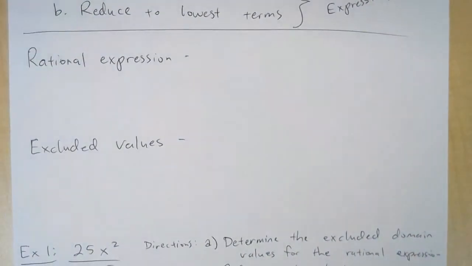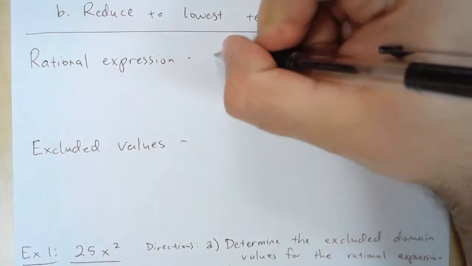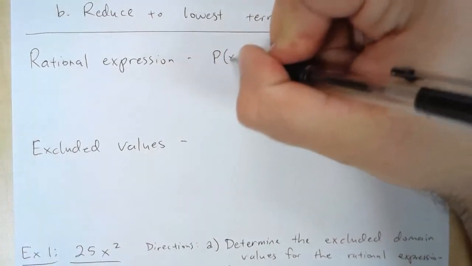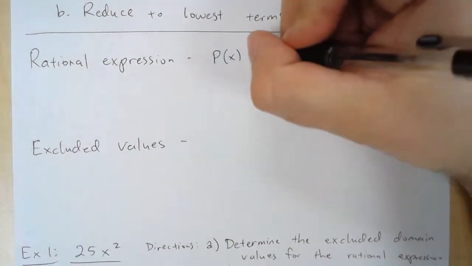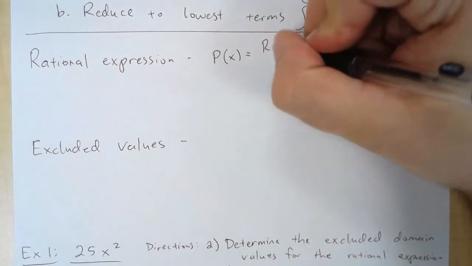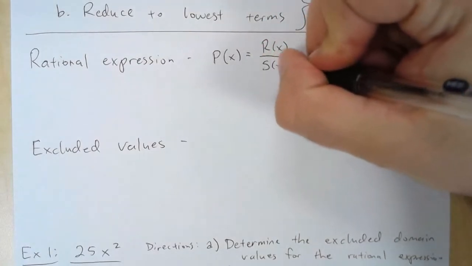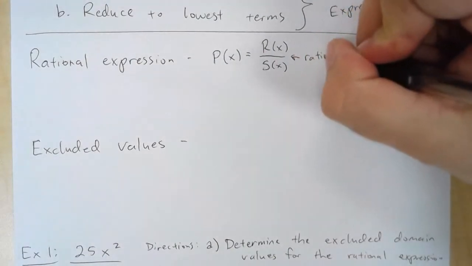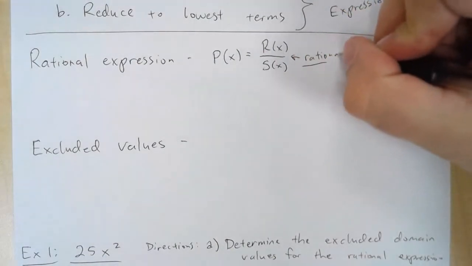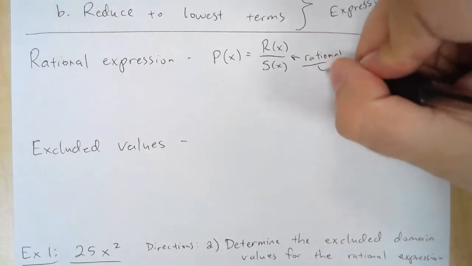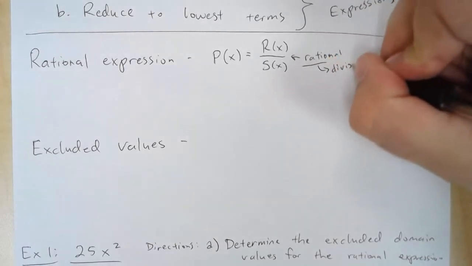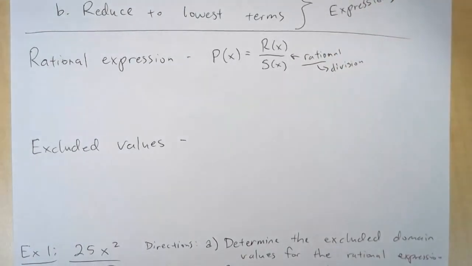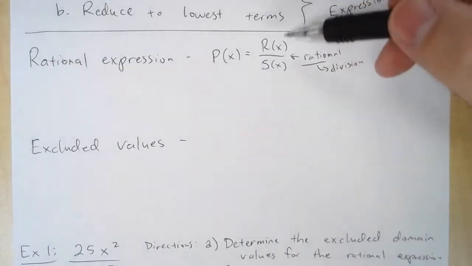Okay, so a rational expression is just an expression that can be written as p of x, and I just picked a random one, equals r of x over s of x. If you'll note, we have a ratio, hence rational, which can also be known as division. Don't forget that ratio is just division. So we have a ratio of two different expressions.